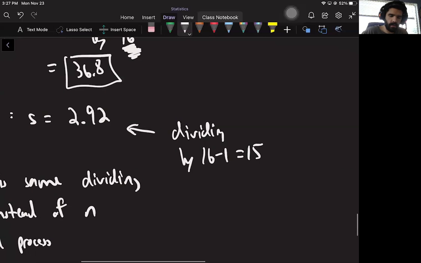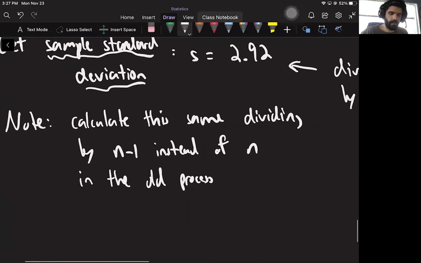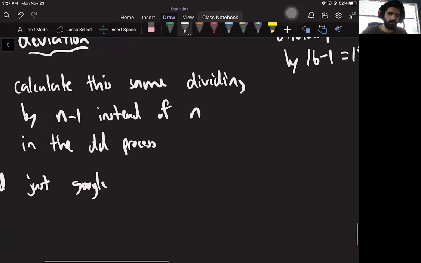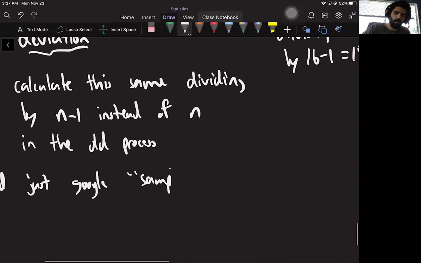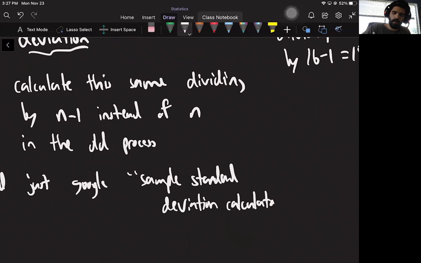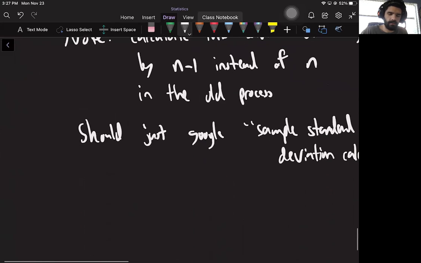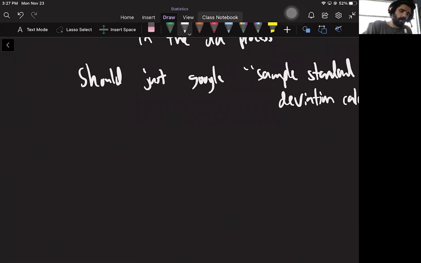But I don't recommend calculating standard deviation by hand anyway. You should just Google sample standard deviation calculator, or if you have a fancy calculator, it'll do this for you. Then you can just type in the data and it'll calculate it for you. You'll know it's the right one because it'll call it little s. Okay, since you're not going to do that by hand anyway, don't worry too much. Now we get the t-value.